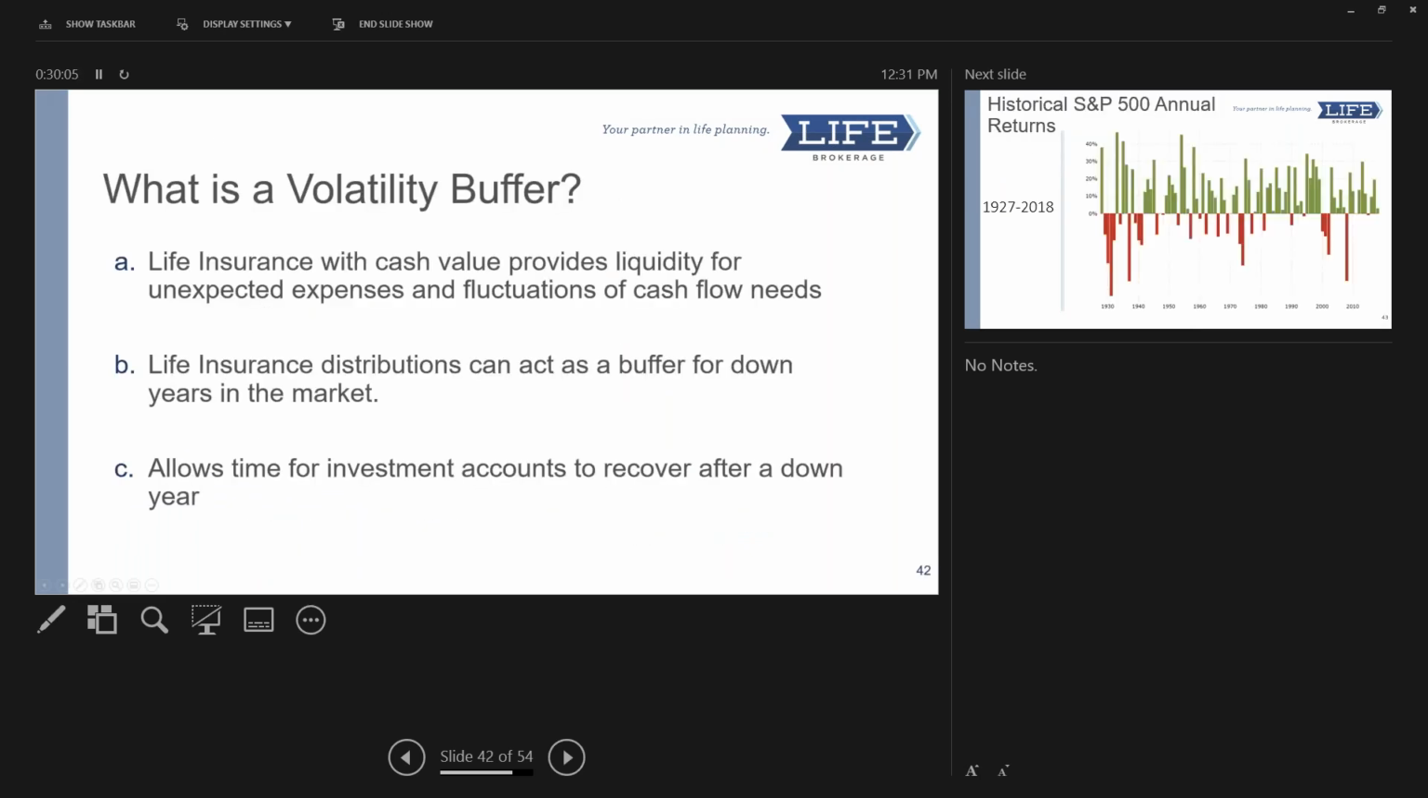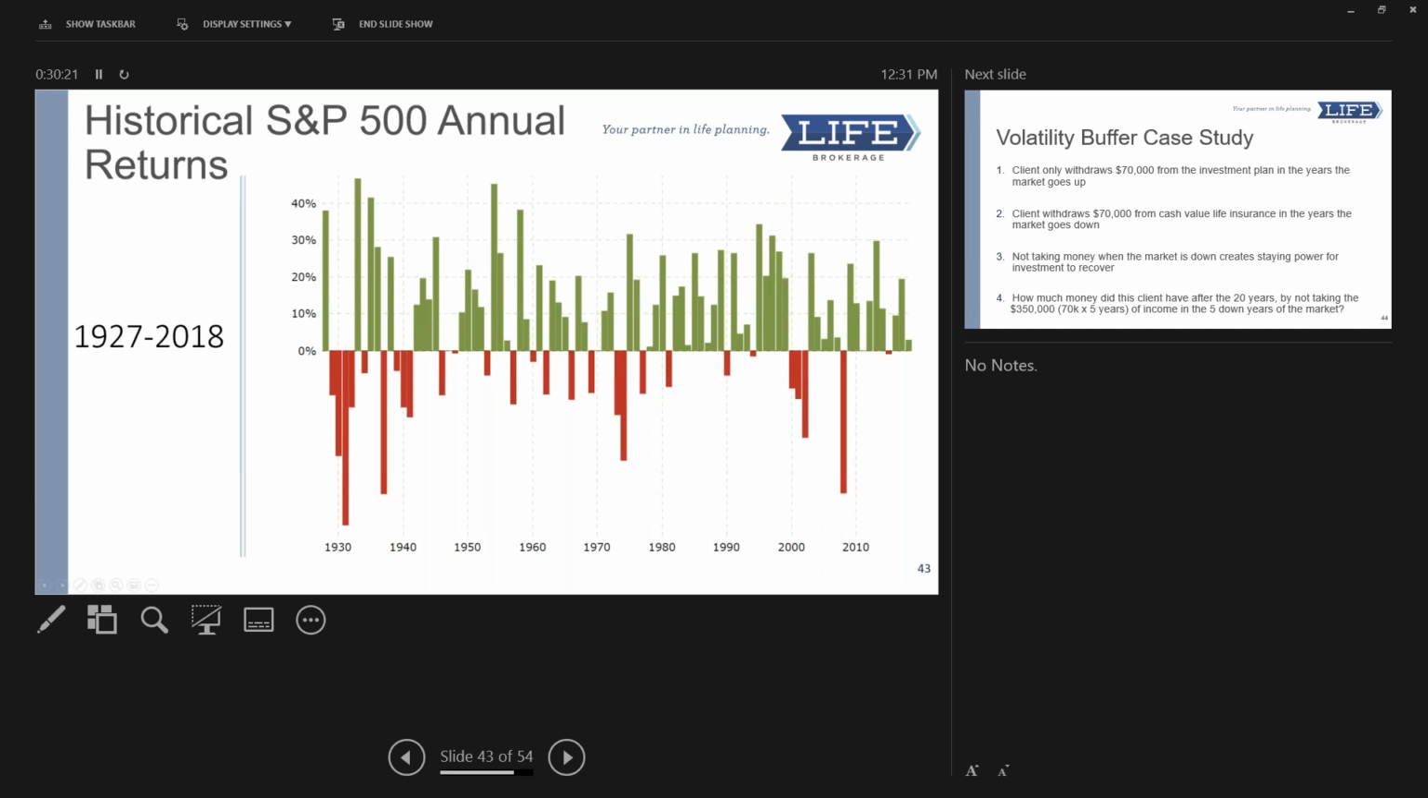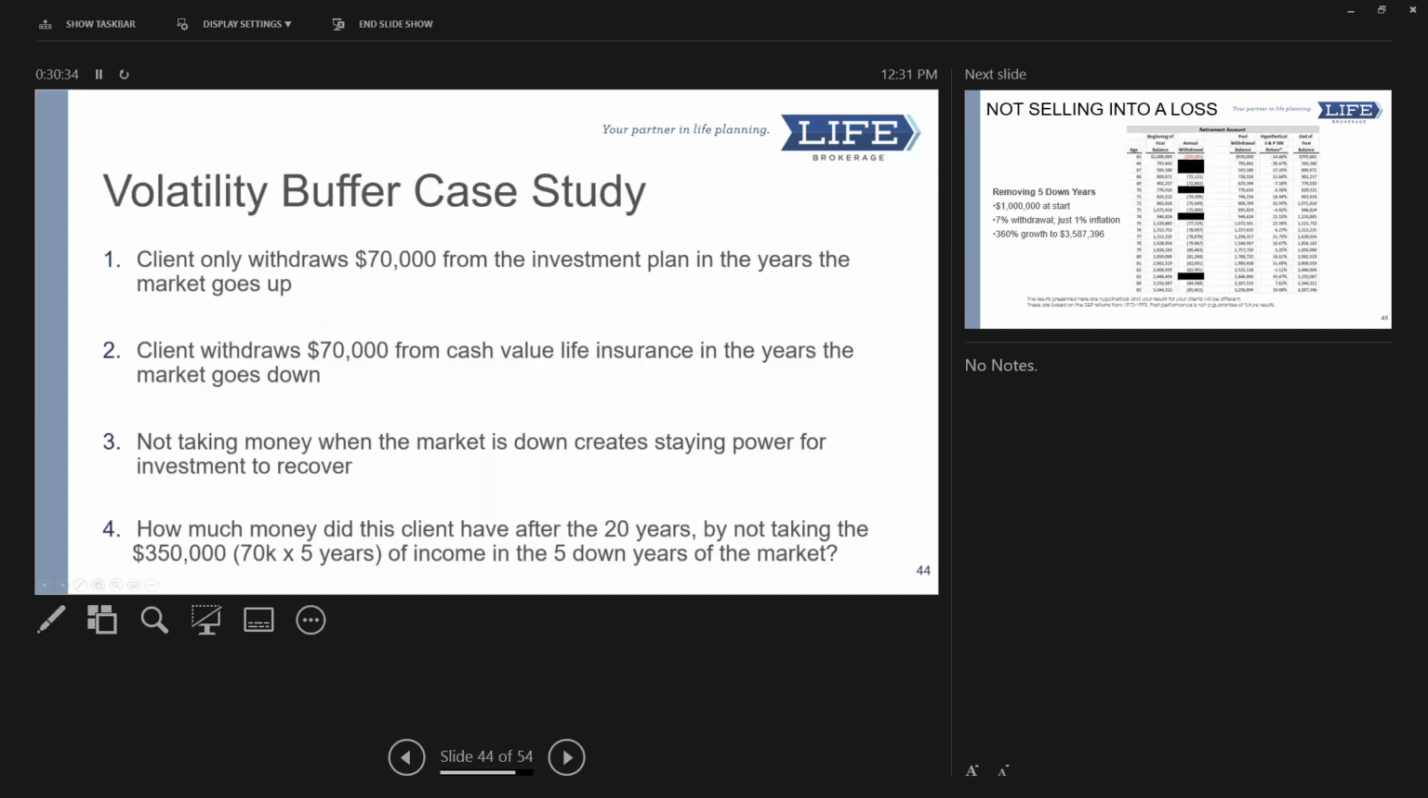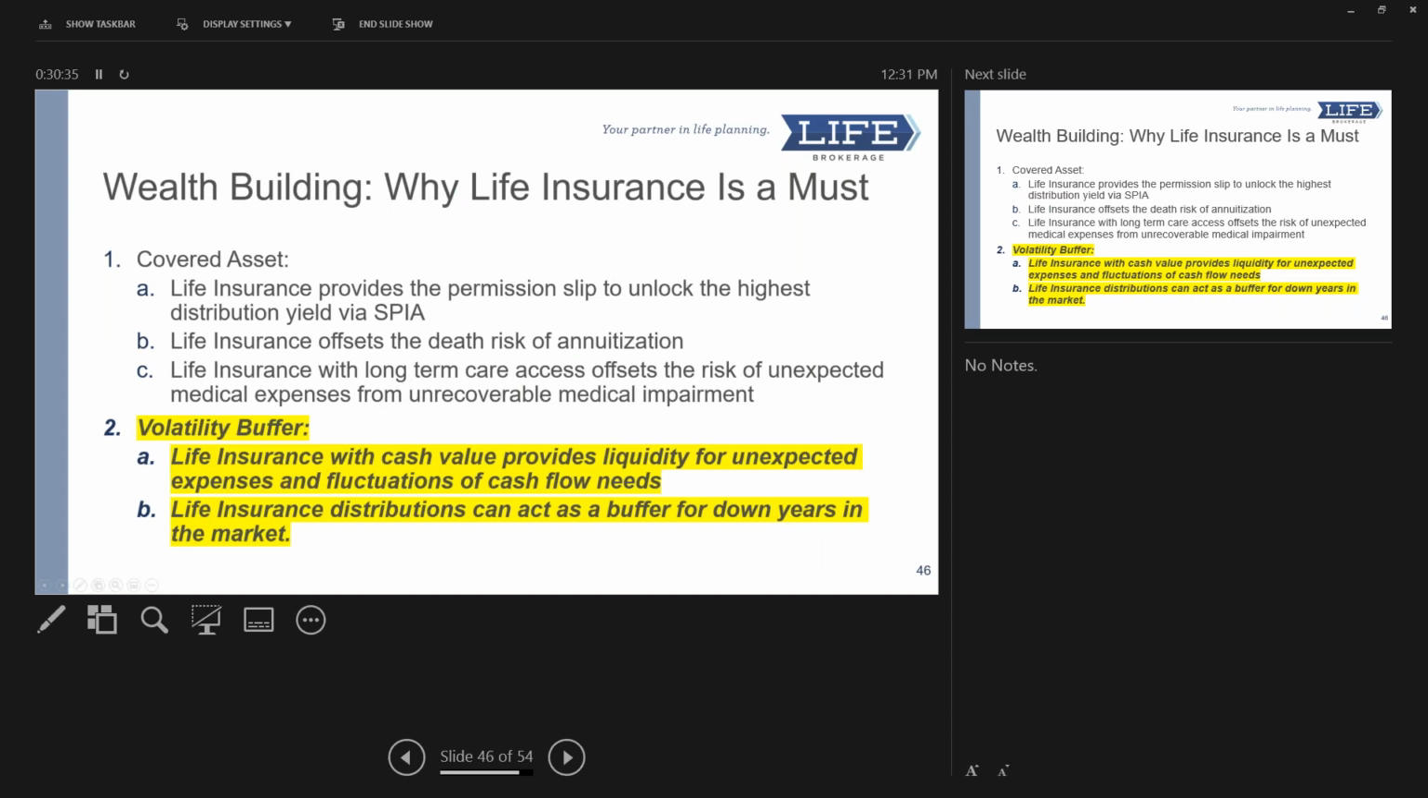A volatility buffer is cash value that provides liquidity for unexpected expenses and fluctuations of cash flow needs, right? We're using the distribution as a buffer to down market years, which allows the time for investment assets to recover. And here we go. I showed this slide to you before. This is so impactful to see as a visual. You cannot leave equities in these volatile markets. You gotta stay. You'll never guess the top and you'll never guess the bottom.